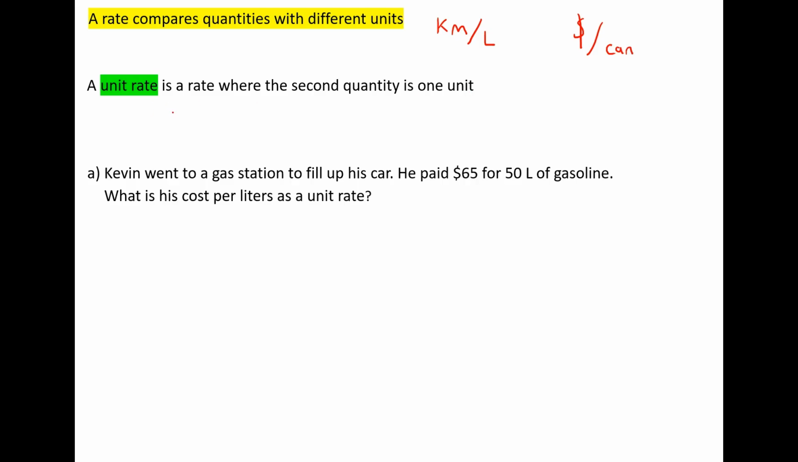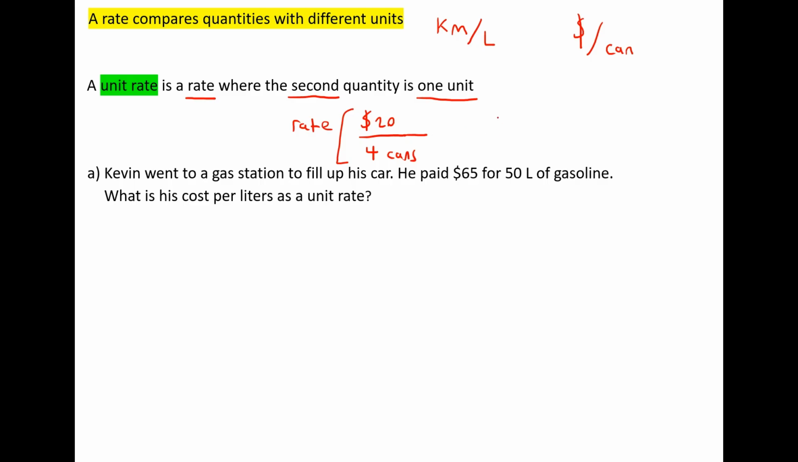Now, a unit rate is pretty much a rate, but the second quantity is always going to be one unit. So the second quantity is always one unit. For example, if I had $20 per, let's say, four cans, this would be called a rate.